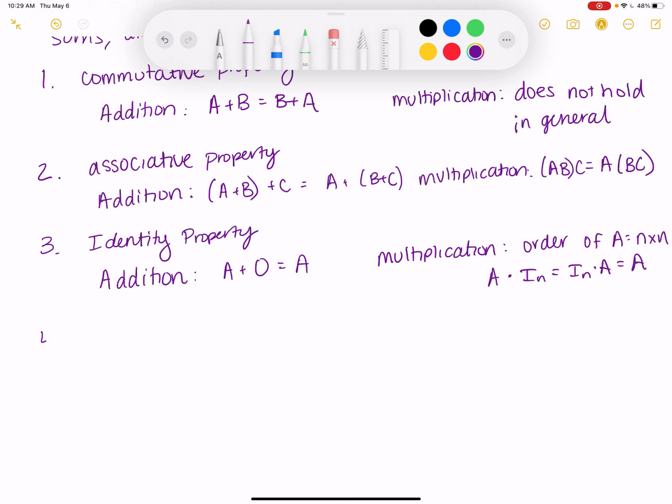So for commutative multiplication, does it have any? Correct, because in general it would not hold. Because of the rules of multiplication, the columns of the first one have to equal the rows of the second one to be able to do it. And then the result has the rows of the first one times the columns of the second one. Once we do examples, you'll see it.